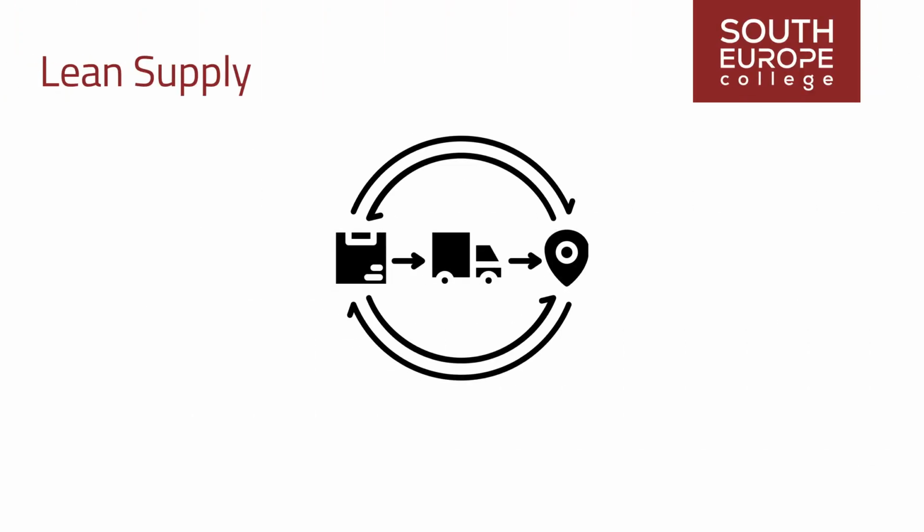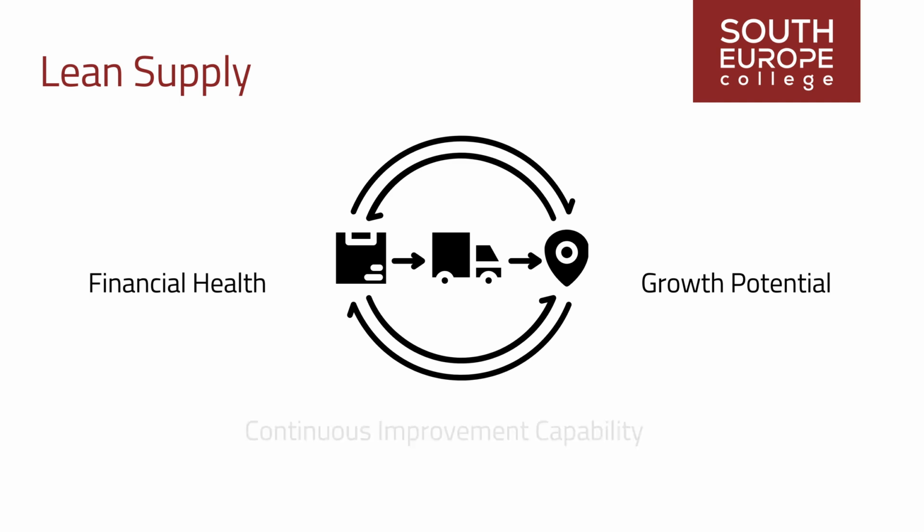For an efficient lean value chain, meticulous supply planning is crucial, emphasizing the financial health, growth potential, and continuous improvement capability of all players. It's essential to integrate supplier engineers and materials managers, even if managing second-tier suppliers is not a priority for some companies.